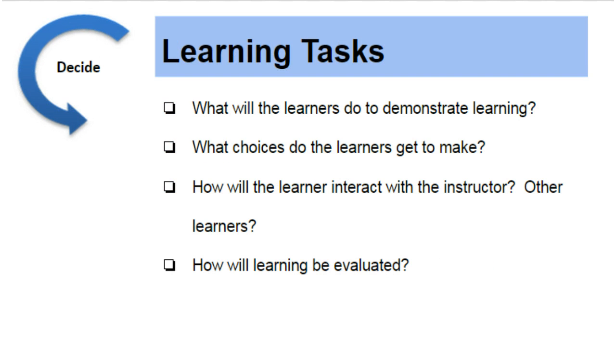In the decision phase, there are several more guiding questions. The first set of questions is in regards to learning tasks. In your implementation of the new technology, how will learners show that they are learning? What choices do they get to make? Choice is a really important key to adult learning because it creates a sense of buy-in and ownership of learning. Then, how will the learners interact with the instructor and amongst themselves? Finally, how will learning be evaluated?